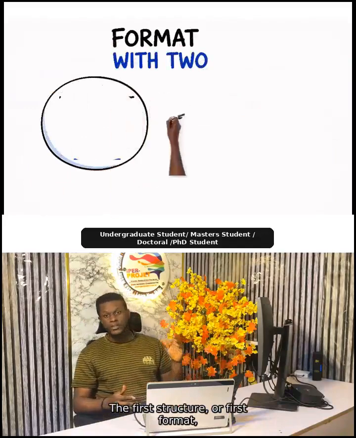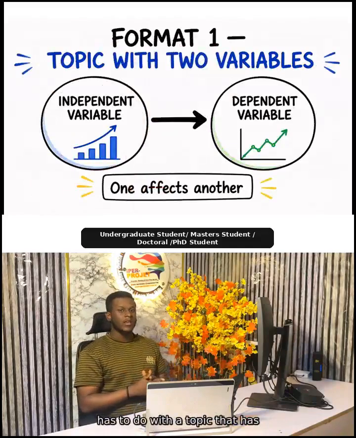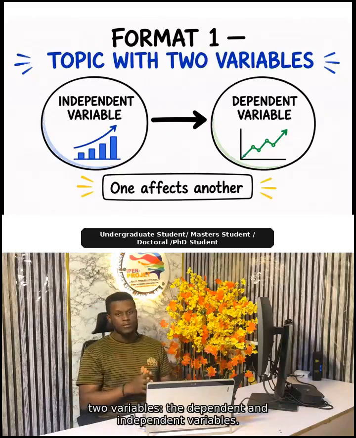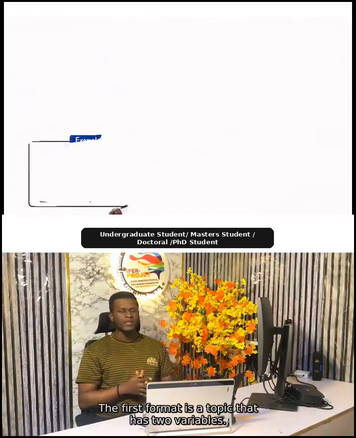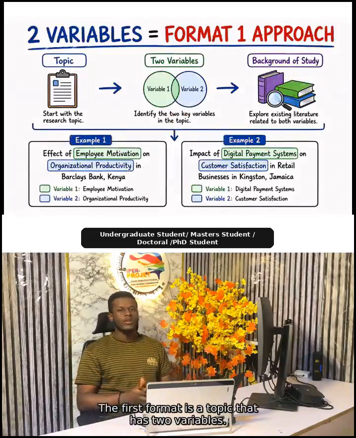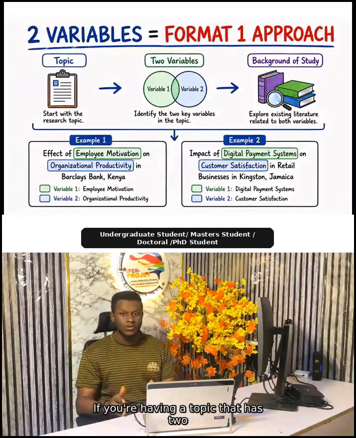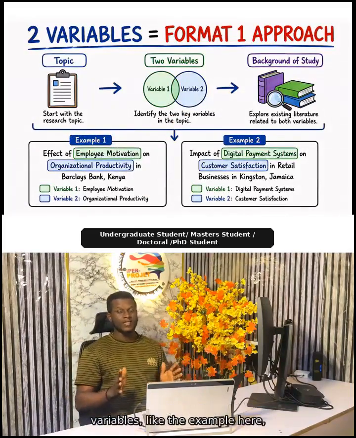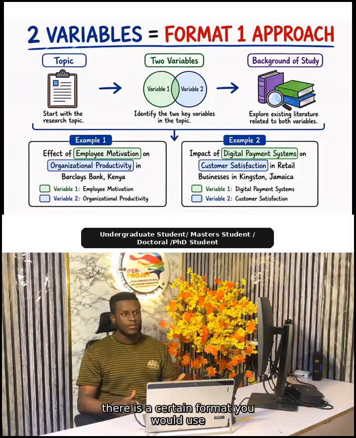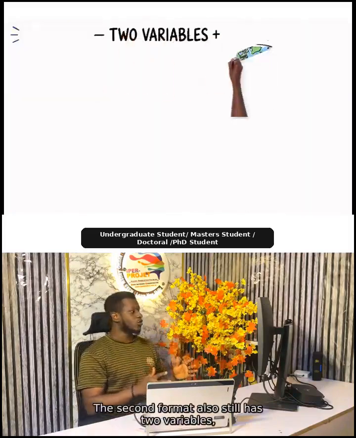So coming to the first structure, or the first format of a background of study, this one has to do with a topic that has 2 variables. What do I mean by 2 variables? I mean the dependent and independent variables. Of course, you should know that. Are you getting me? So the first format is a topic that has 2 variables. If you're having a topic that has 2 variables, like the example I just put here, there is a certain format you would use to approach such a topic.